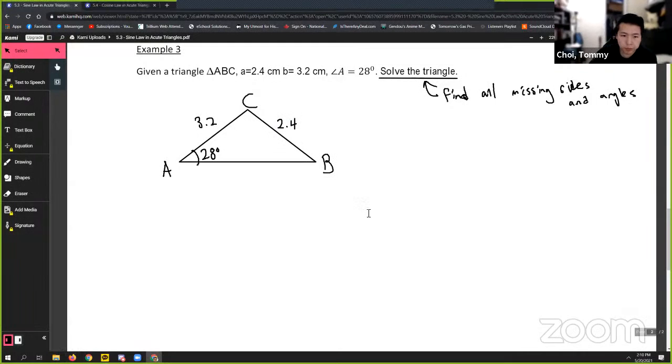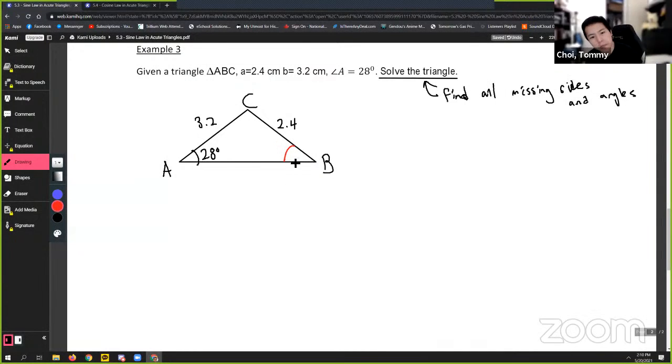So here we have our ABC triangle. It told us that the side length A was 2.4, side length B was 3.2, and angle A was 28. What we left off with last class was I said the first angle you're going to solve for is angle B, which is right here. The reason we need to solve for angle B is because we have side B, right?